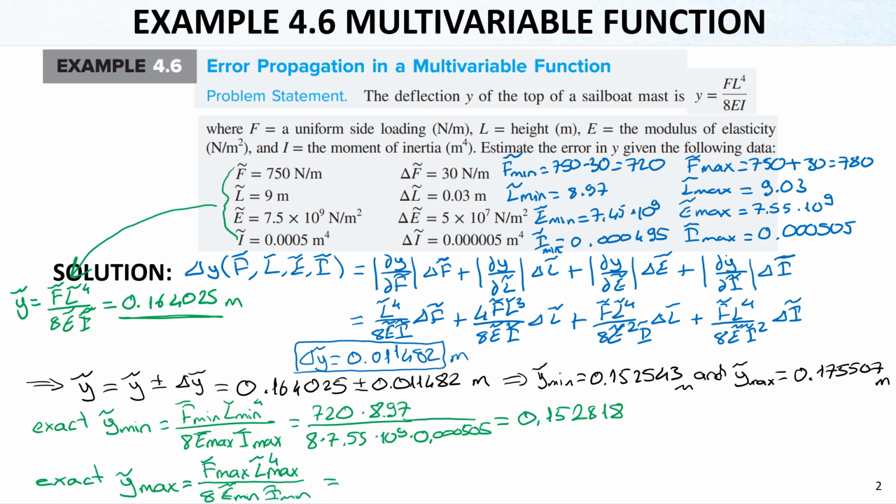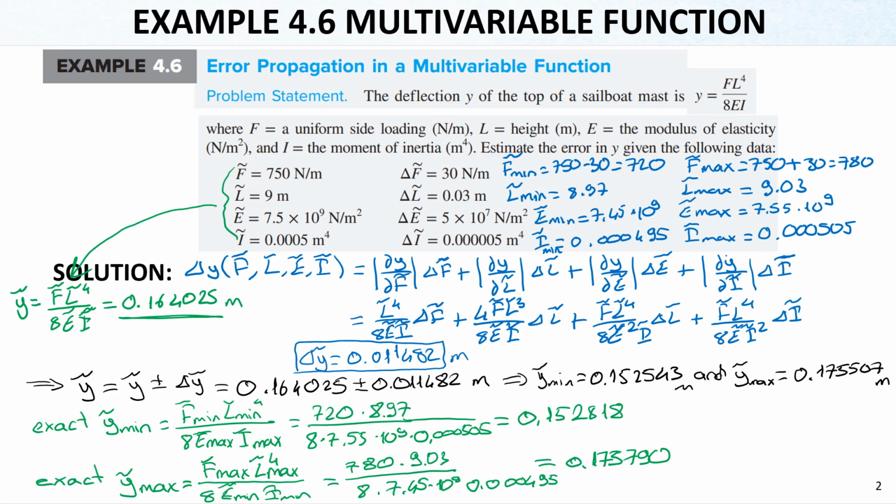And if we write these down, it's 780 for F max. L max is 9.03, divided by 8 times E min, which is 7.45 times 10 to the power 9, and I min is 0.000495, and the result from here is 0.17590. And we can calculate these minimum and maximum values calculated exactly by the predicted values.